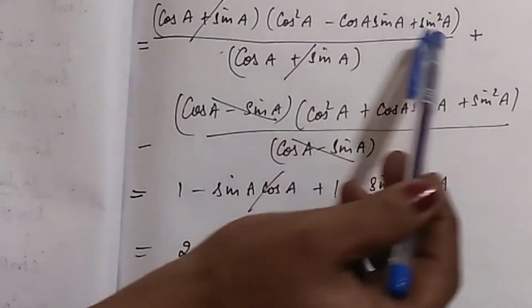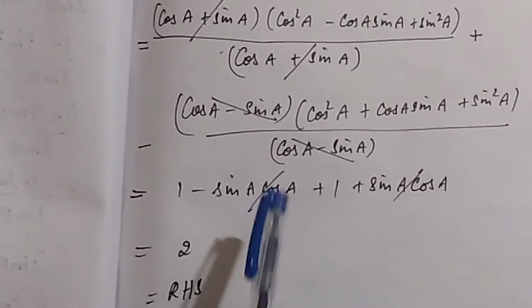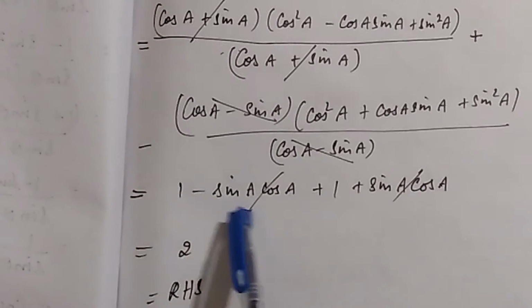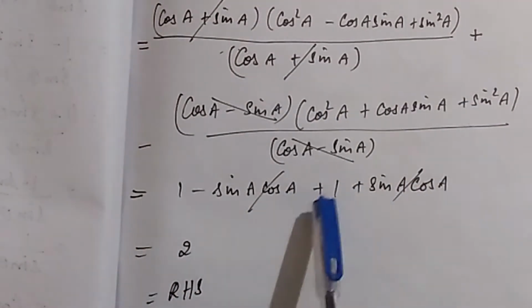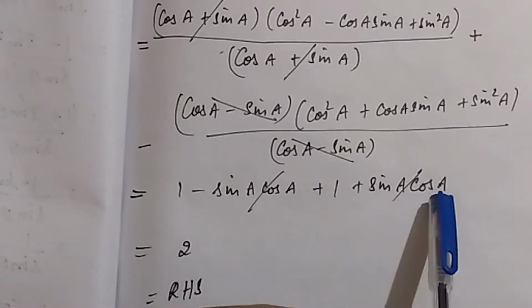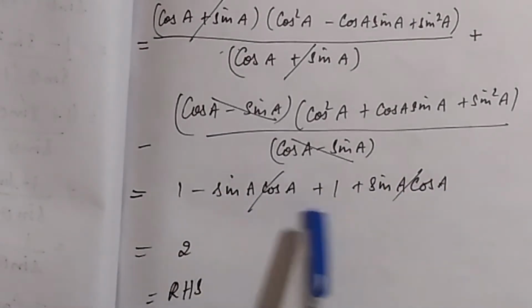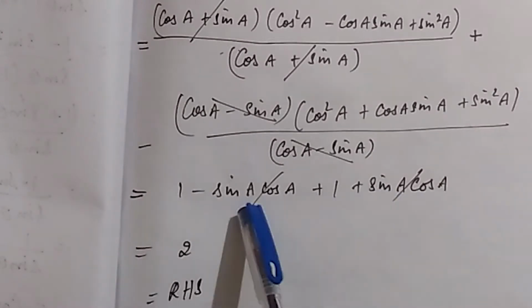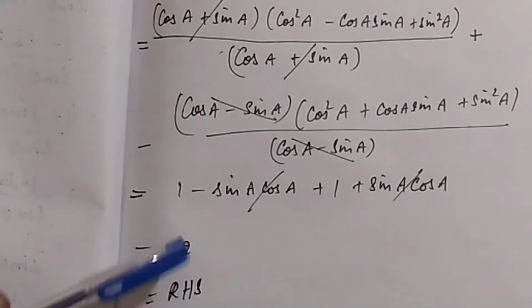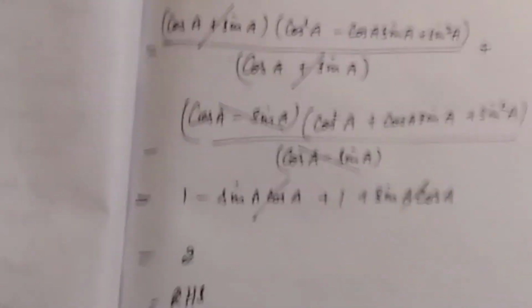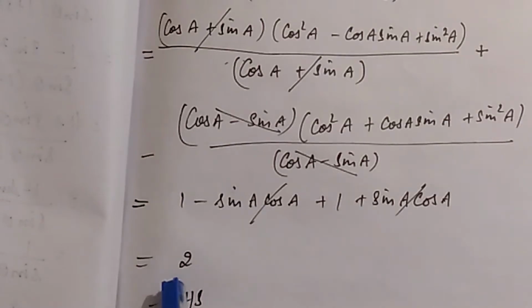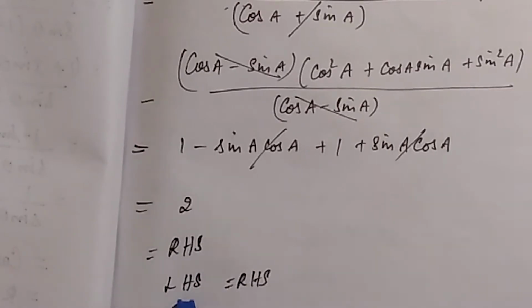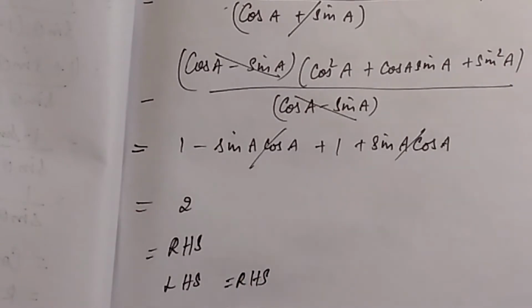Now see, cos²A + sin²A you will get 1. Right? 1 − sin A cos A, plus cos²A + sin²A is 1, so plus 1 + sin A cos A. So −sin A cos A and +sin A cos A get cancelled. So what is left? 1 + 1, 2. That is the right hand side. Then write left hand side equal to right hand side. Hence proved.